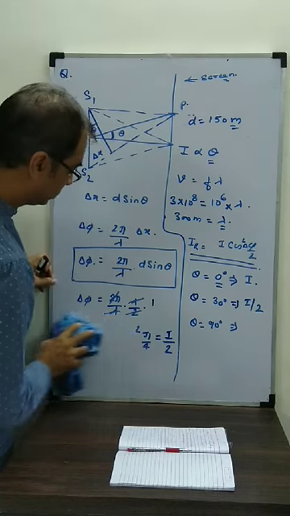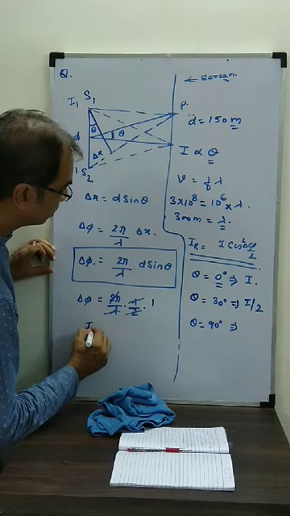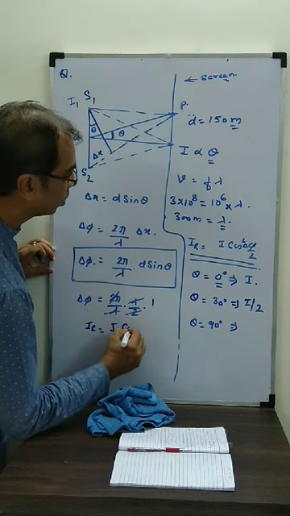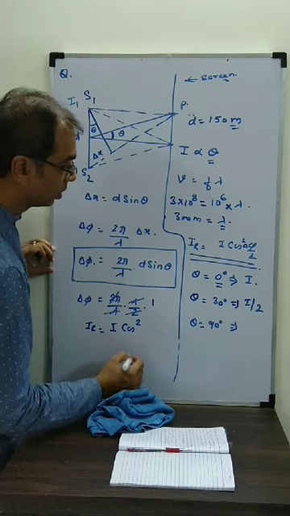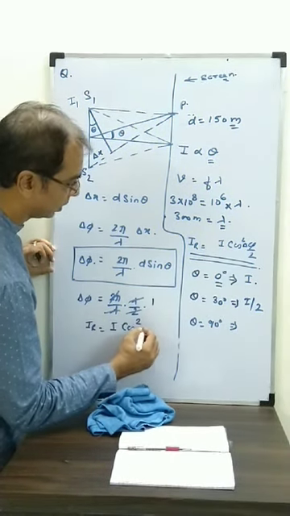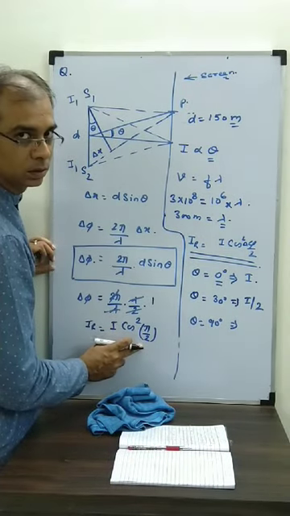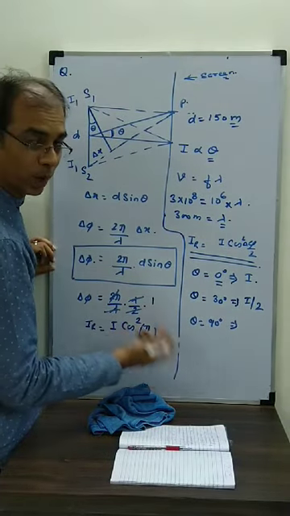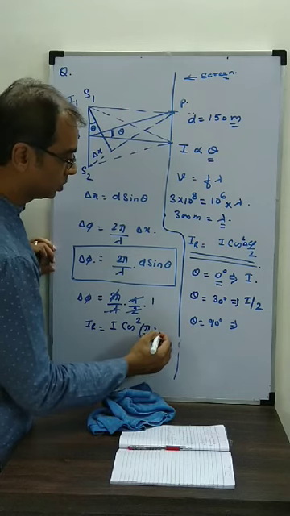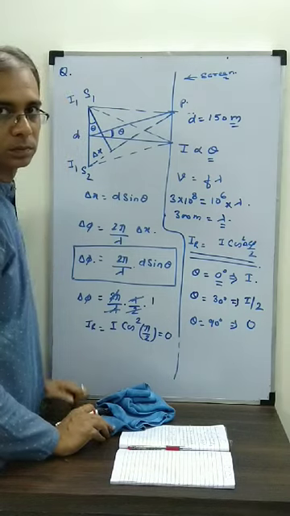So IR equal to I cos square phi by 2. So what is delta phi here? Delta phi is coming pi. So pi by 2. So cos pi by 2 is 0. Cos square pi by 2 is 0. So the answer is 0. So intensity will come 0.